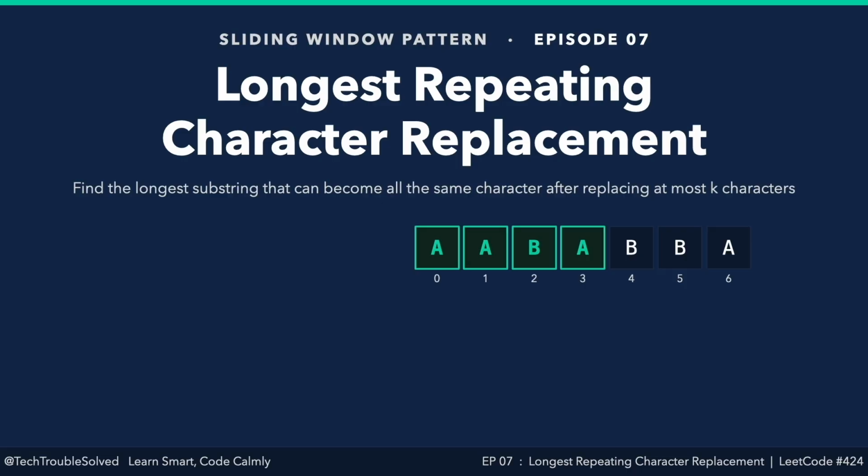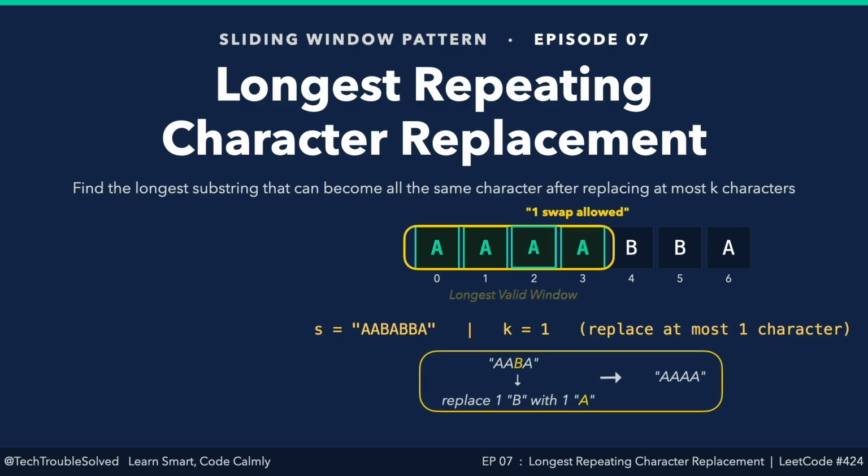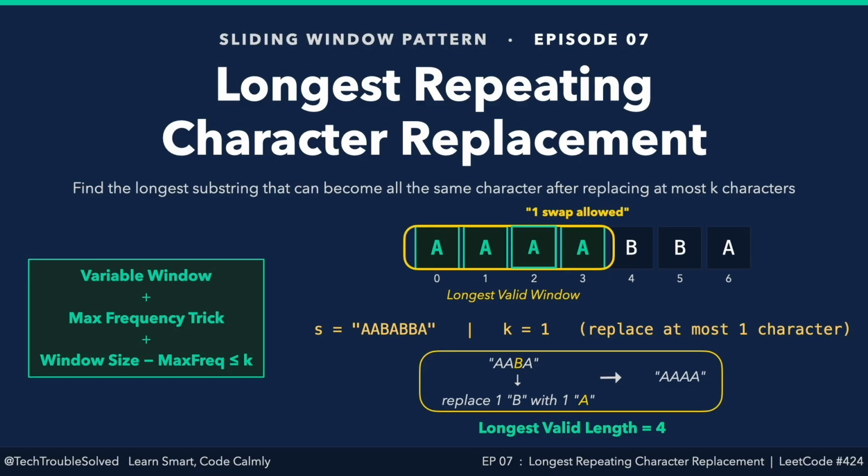Look at this. AABABBA, k equals 1. One swap. Turn that B into an A and you have got 4 A's in a row. Longest valid length is 4. Longest Repeating Character Replacement, LeetCode 424. Variable window, max frequency trick. One inequality. Let's get into it.